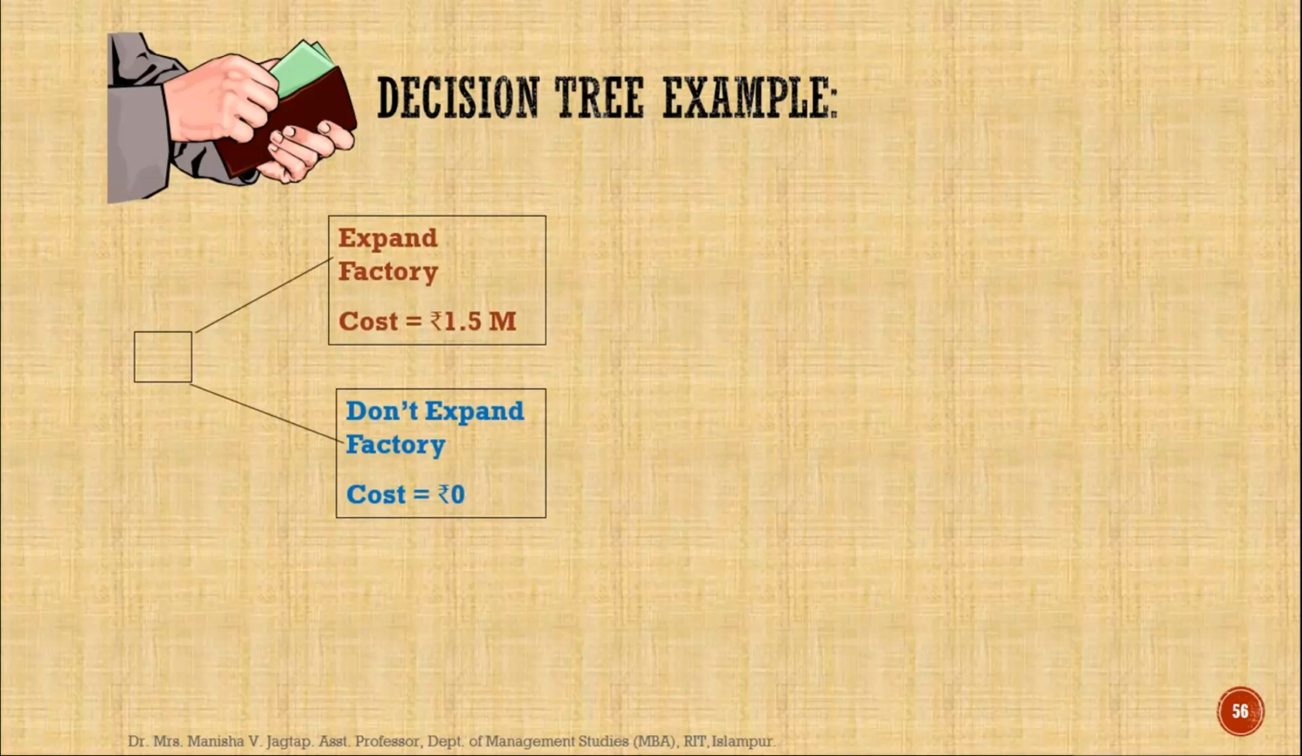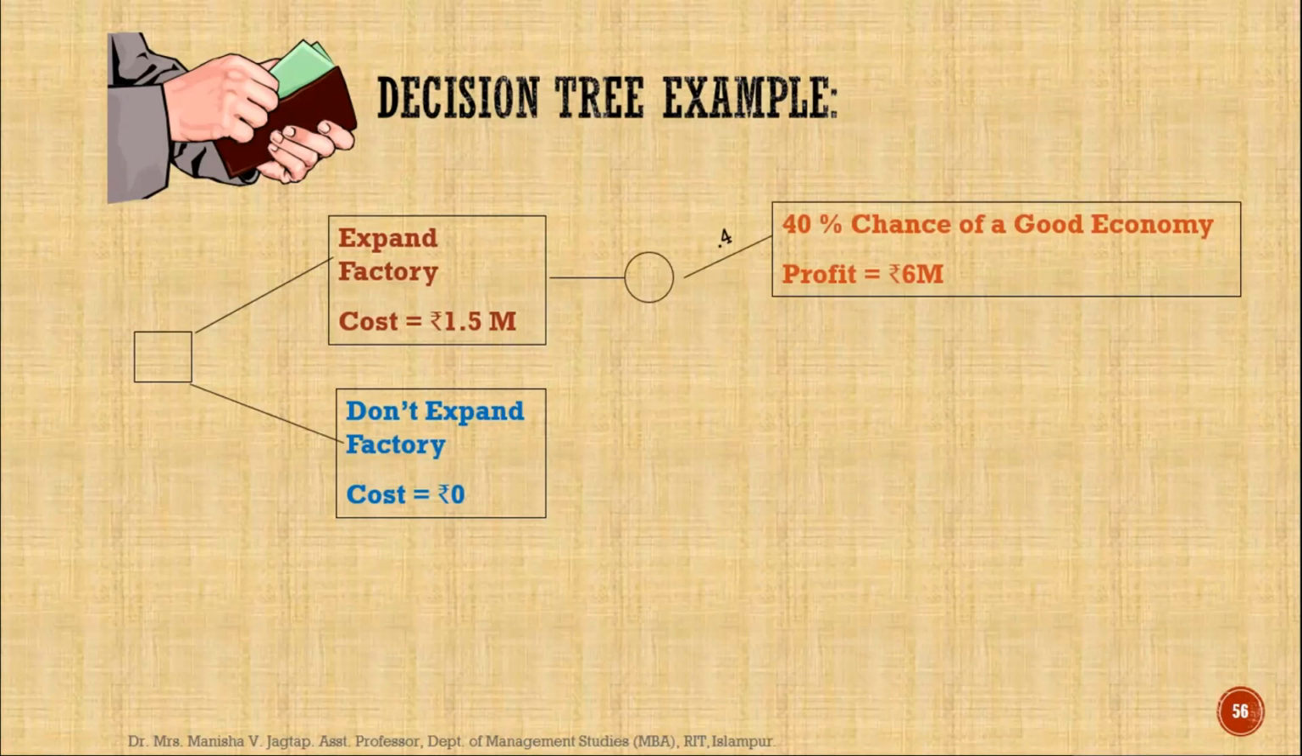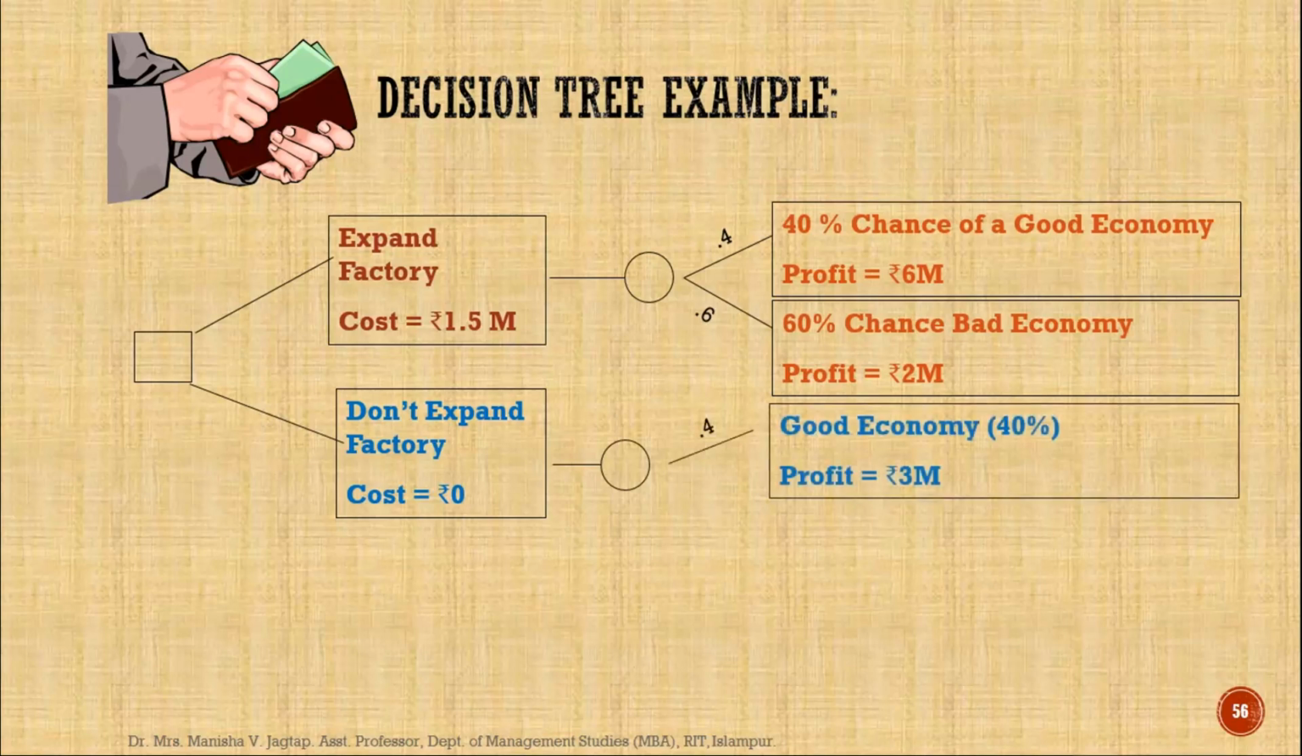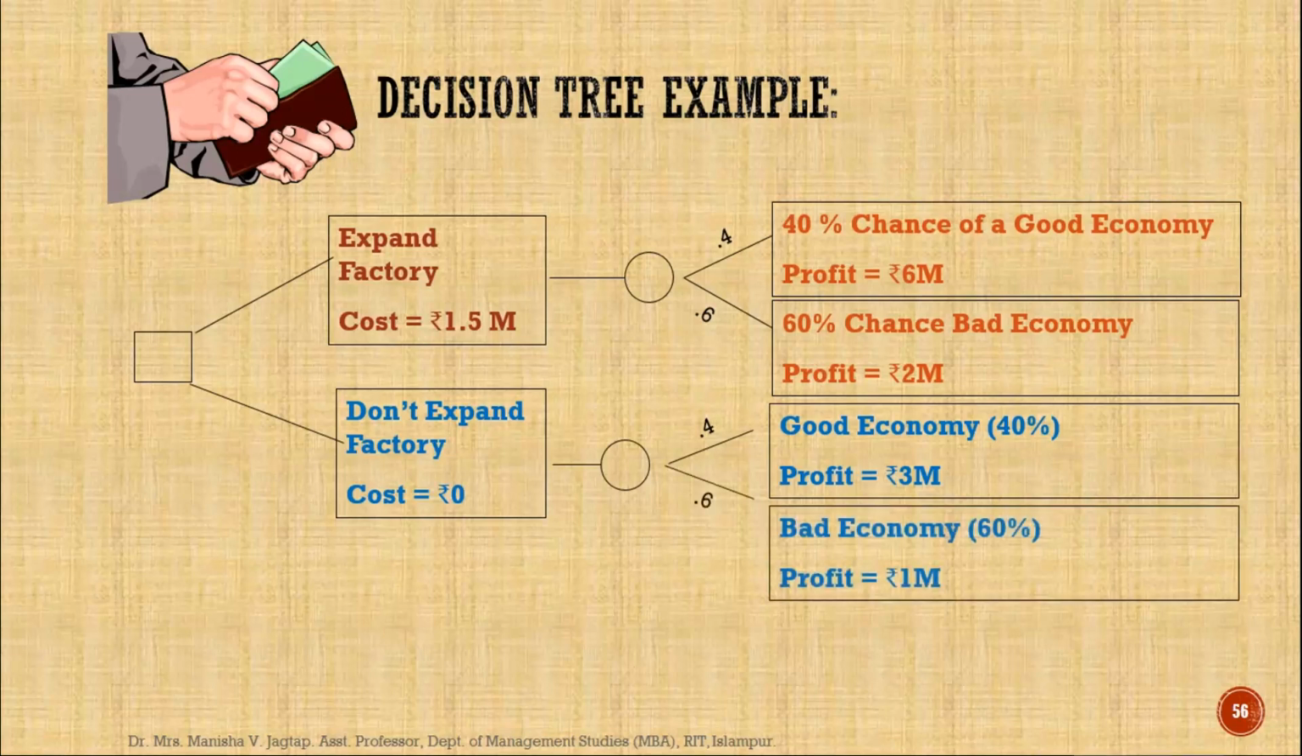So two choices are there. First is expand factory and cost is rupees 1.5 million. And if you don't expand the factory, cost is zero. First probability is 40% chance of a good economy. Profit is equal to rupees 6 million, which is already given in the example. Next is 60% chance of bad economy and profit is 2 million. Again, next is 40% chance of good economy, profit is rupees 3 million. Next is bad economy, profit rupees 1 million.